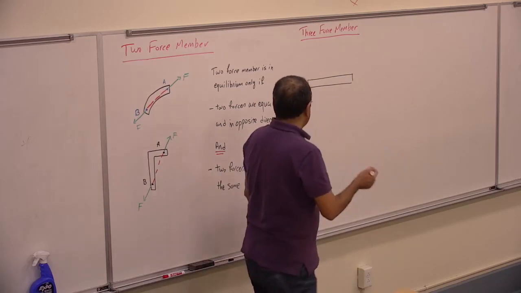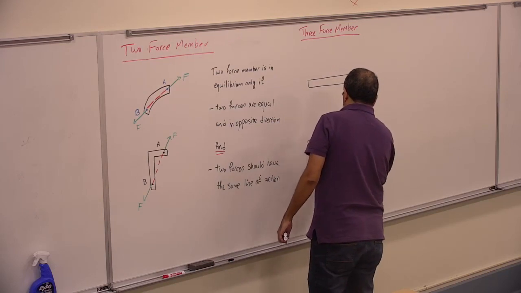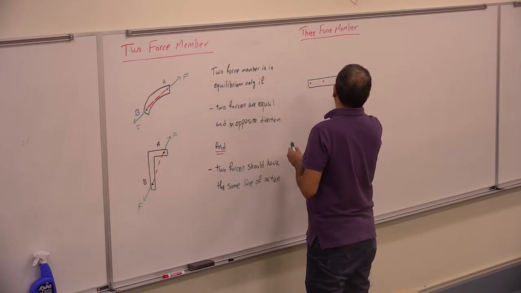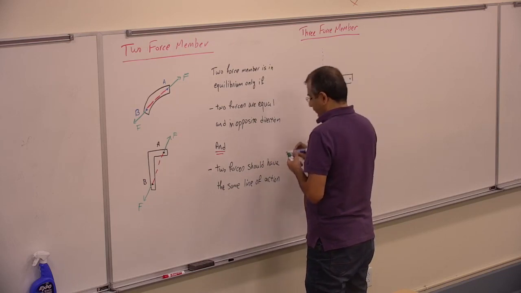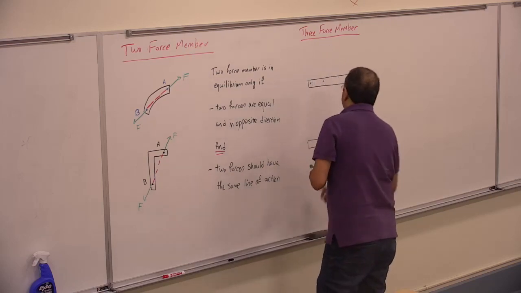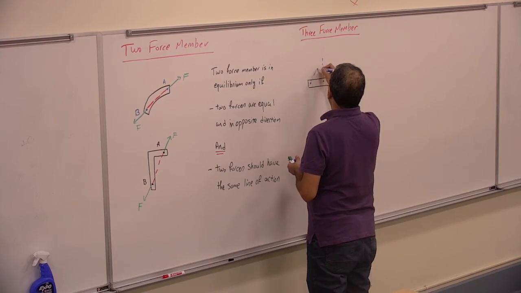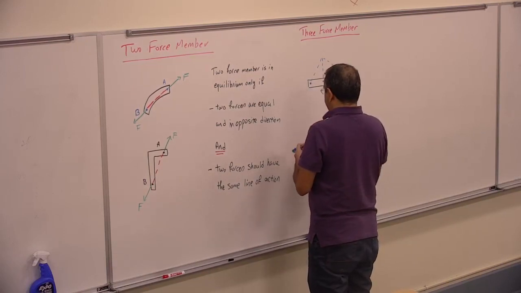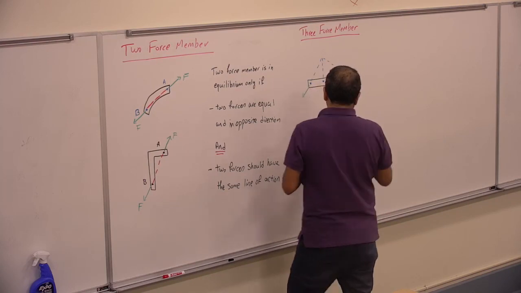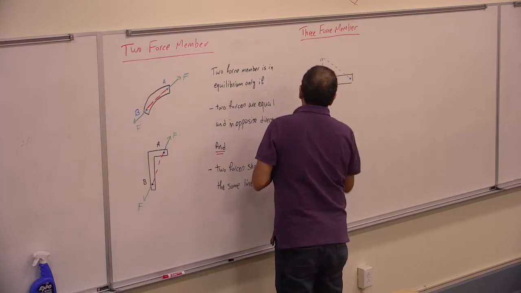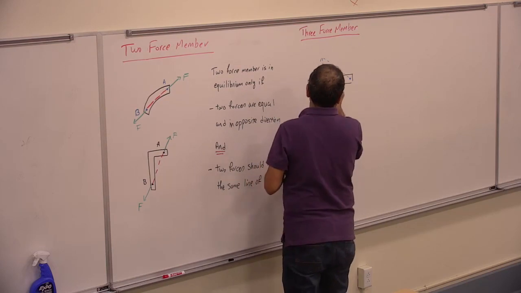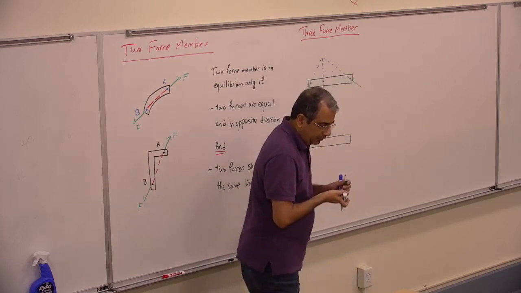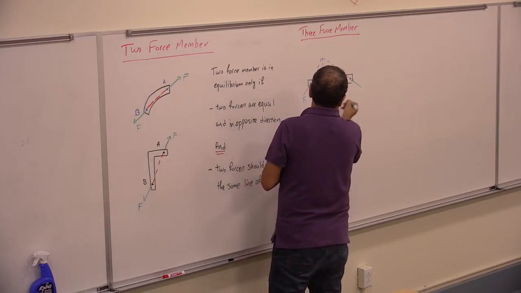the three force members, there are two ways that they can be in equilibrium. One way is that if I say I have points A, B, and C, all of them intersect at the same point. And you're not going to have the same magnitude again, so F1, F2, F3.